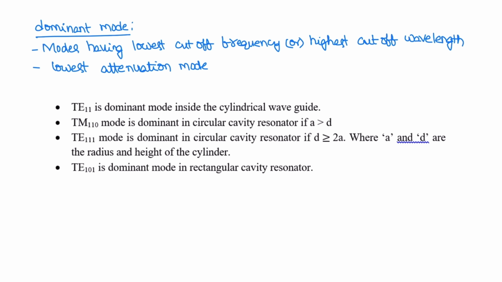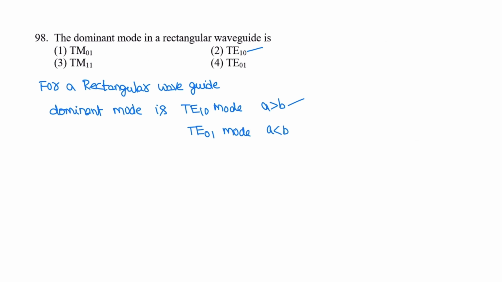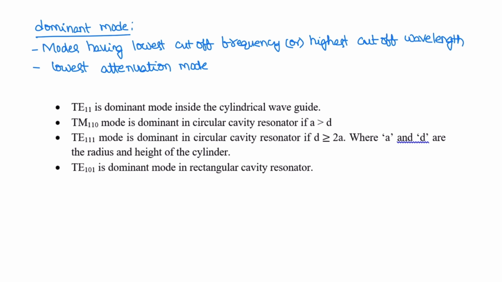Similarly, a few more points. TE11 is the dominant mode in a cylindrical waveguide. TM110 is the dominant mode in a circular cavity resonator if A is greater than D. TE111 is the dominant mode for a circular cavity resonator if D is greater than 2A. And TE101 is the dominant mode of rectangular cavity resonators. So in the question they have given a rectangular waveguide, not a cavity resonator or cylindrical waveguide. If it is a cylindrical waveguide, the dominant mode is TE11. If it is cavity resonators, these are the corresponding dominant modes.